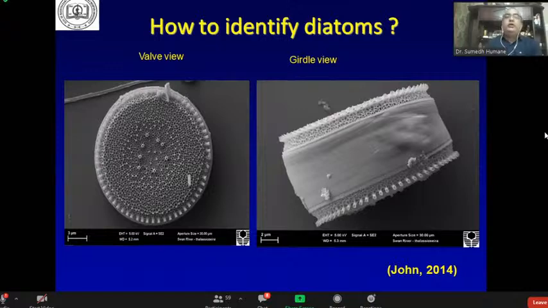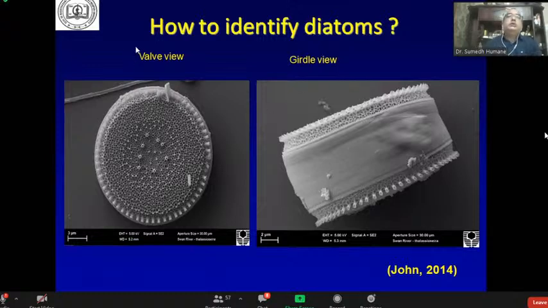Now, how to identify these diatoms? So you see these pictures. Diatoms are single cells, but they are made up of two valves. One valve is called the epivalve, which is lying above. You can see this one valve of the diatom, whereas another valve, which is lying below, is called the hypovalve. So the diatom is constituted of two valves. In between, you have different bands. These bands are called girdles or the cingulum. In this way, the diatom is made up.